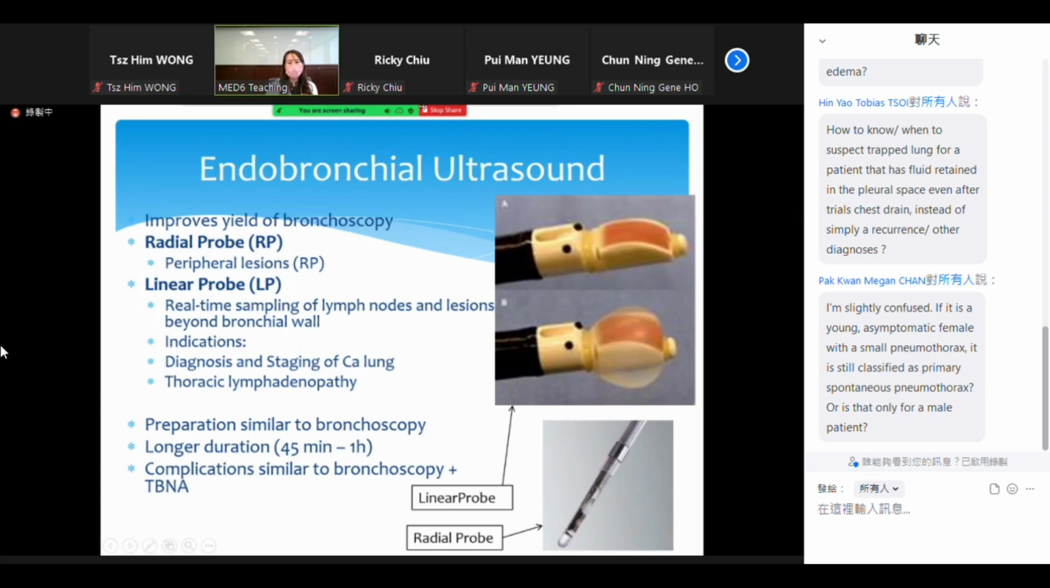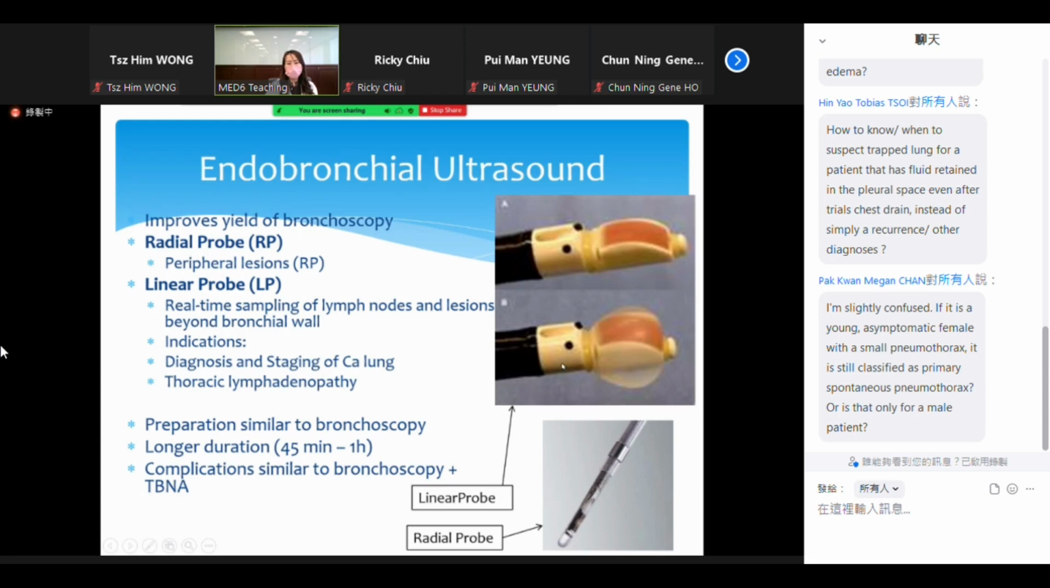And the second procedure I would like to talk about is endobronchial ultrasound. There are two types of endobronchial ultrasound. One is the radial probe. It's for peripheral lung lesions. And the second one is the linear probe. It's for mediastinal pathology. First indication is diagnosis and staging of lung cancer, and also some mediastinal lymphadenopathy. Then we will use the linear probe bronchial ultrasound to do FNA and diagnose.